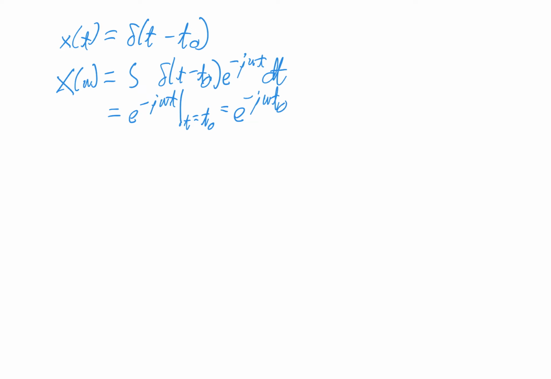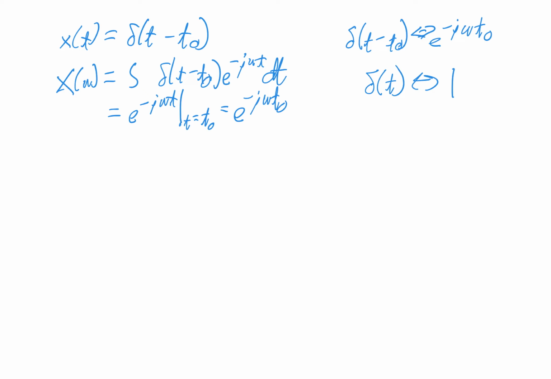So now we have another transform pair. The transform pair that we have is an impulse at t delayed by t naught is e to the minus j omega t naught. Now let's see what happens to this transform pair if I allow t naught to go to 0. If I let t naught go to 0, I just have my input signal x as the delta, the impulse at 0, and the Fourier transform, if I let t naught go to 0, I get e to the minus j times 0, or e to the 0, or 1.